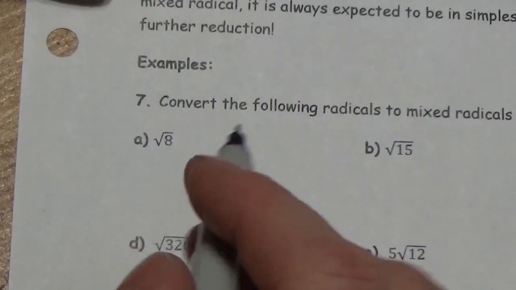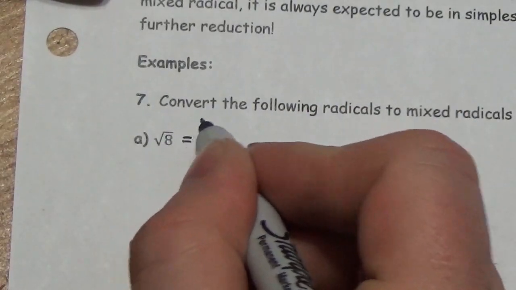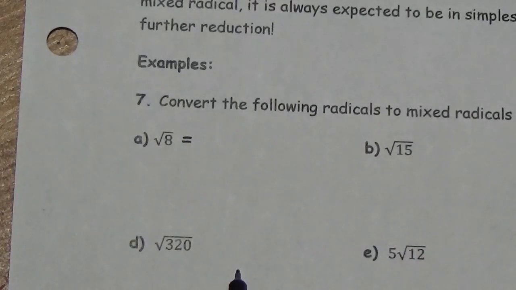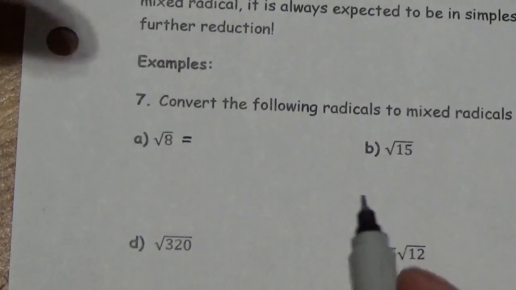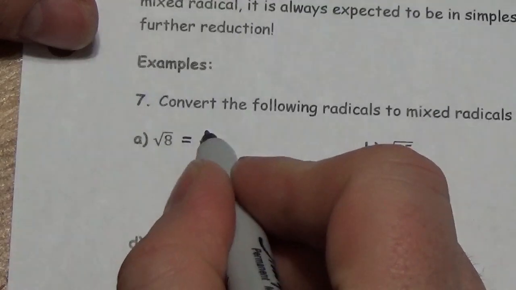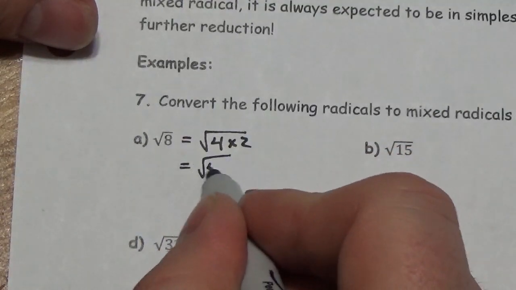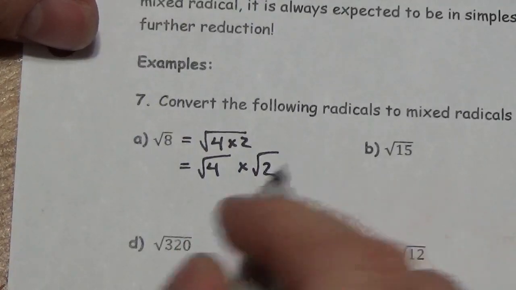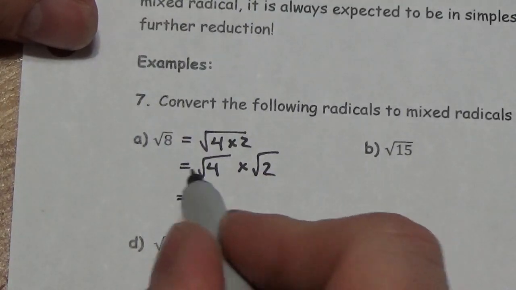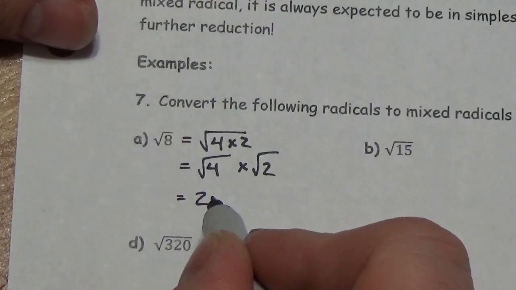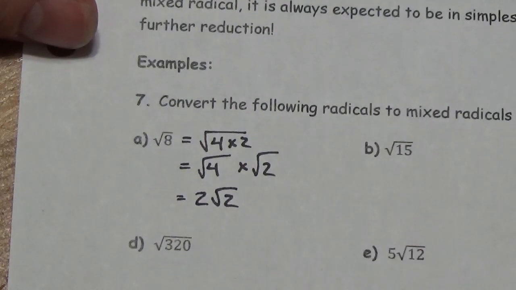So root 8. I've got to look at 8 here, and I'm going to try to think, what's the largest perfect square that is a factor of 8? Well, I don't have many options here. In fact, I really only have the one that's of any real interest here, and that's going to be 4. So the square root of 8 is going to equal the square root of 4 times 2, which is the square root of 4 times the square root of 2. And I know that root 4 is just 2. So this is going to be 2 multiplied by the square root of 2.